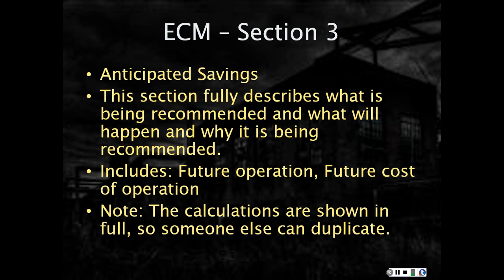So that ends section 2. We described fully what was happening and the cost of what's happening. In section 3, this is the anticipated savings. Now we go through that same exercise and we discuss what we're going to change, how it's going to impact, including the cost. So, again, it fully describes what's being recommended, what will happen, and why it's being recommended. It'll include future operation, if operational hours are going to change, and future cost of operation. Again, note the calculations are shown in full, so somebody else can duplicate.